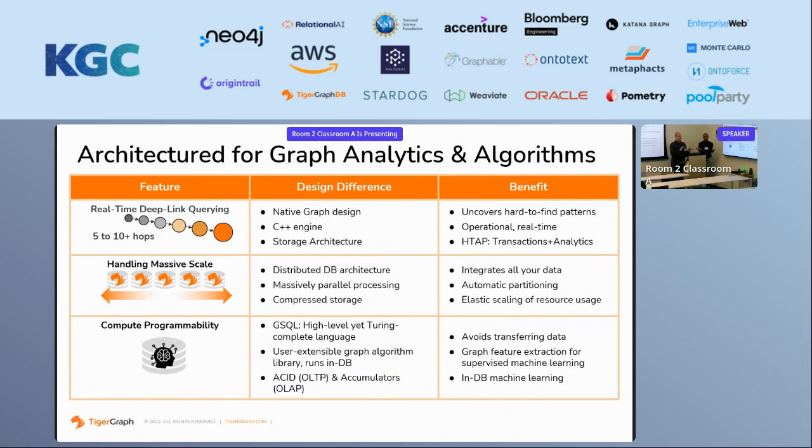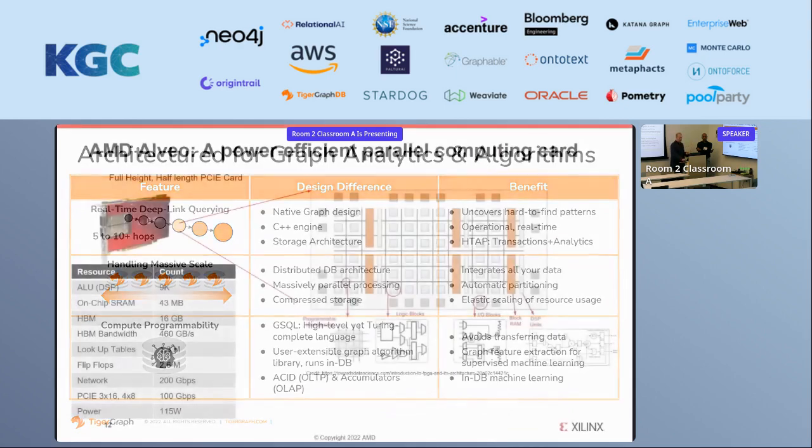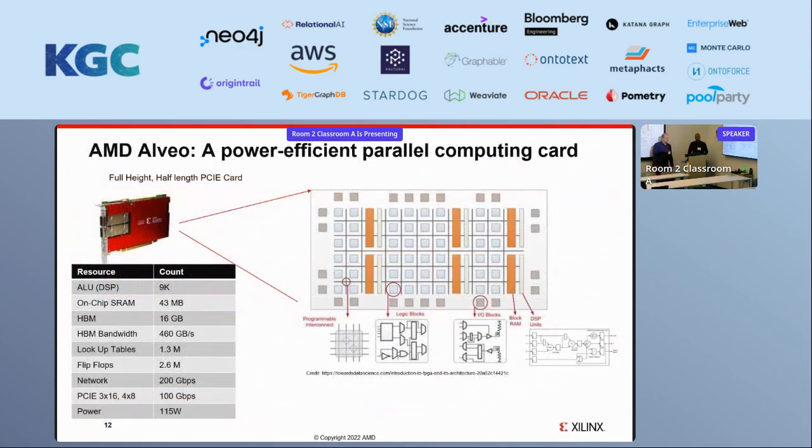So in summary, we do deep link analytics, we can handle scale, and the compute programmability is the most important part of what we do to work together with AMD. Okay, over to you. Thank you, Michael.